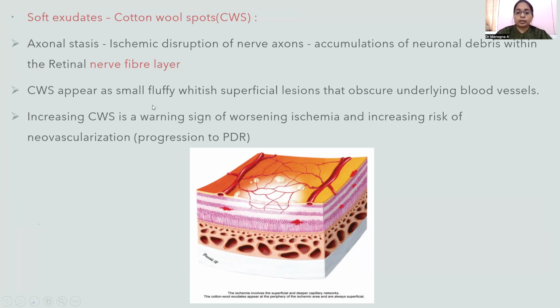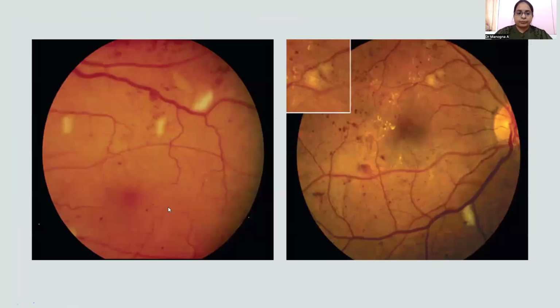Cotton wool spots are clinically very important because they indicate ischemia. So more cotton wool spots means more ischemia, and the disease is progressing to advanced stages. So these are cotton wool spots or soft exudates, these whitish fluffy things. Okay.